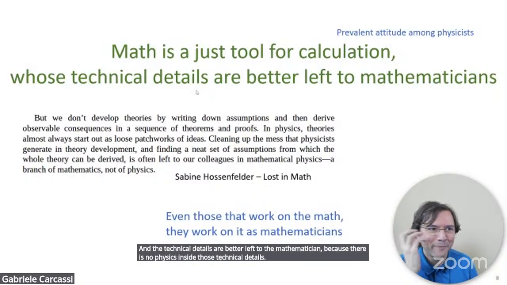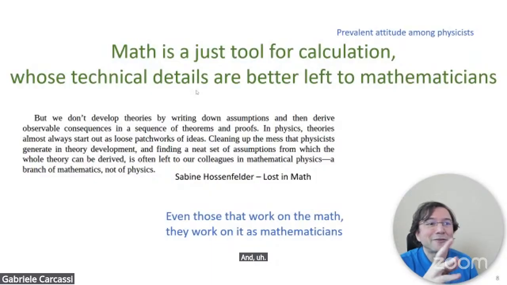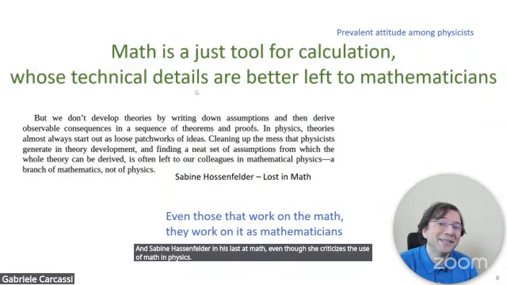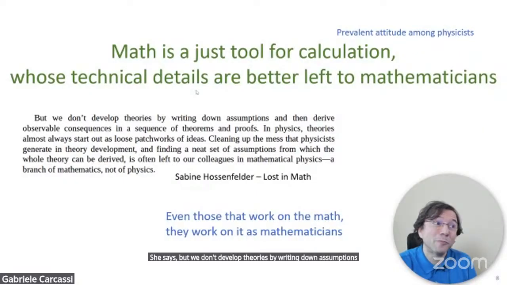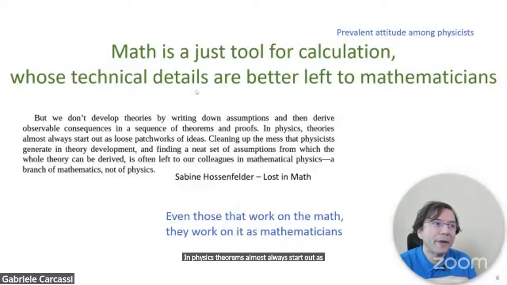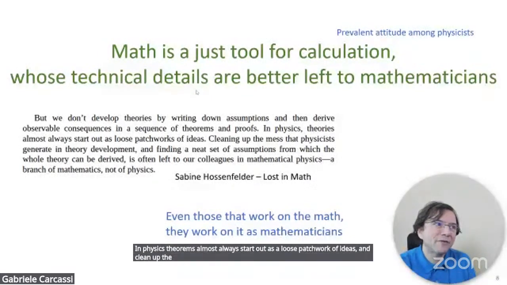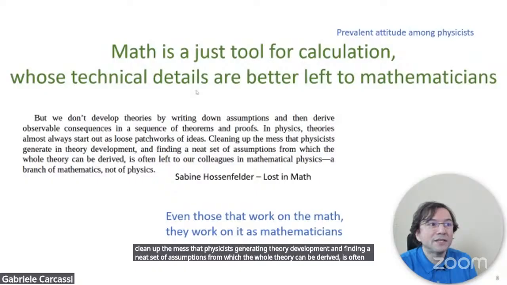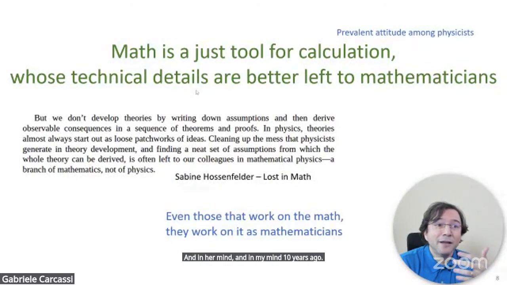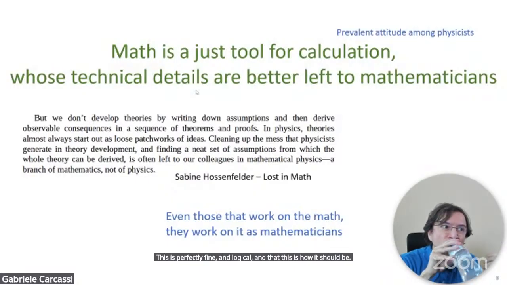It's just math. And Sabine Hossenfelder, in her Lost in Math, even though she criticizes the use of math in physics, sort of shows that she has this perspective as well. She says, "But we don't develop theories by writing down assumptions and then derive observable consequences in a sequence of theorems or proofs. In physics, theories almost always start out as a loose patchwork of ideas, and clean up the mess that physicists generate in theory development, finding a neat set of assumptions from which the whole theory can be derived, is often left to our colleagues in mathematical physics, a branch of mathematics and not physics." And in her mind, and in my mind 10 years ago, this is perfectly fine and logical, and this is how it should be.